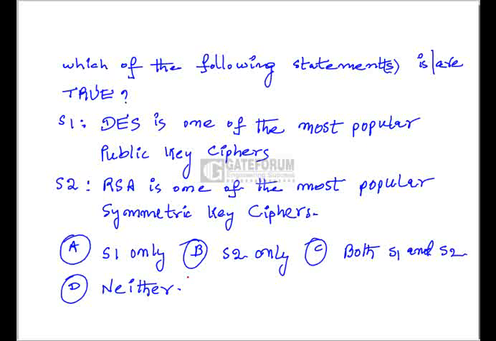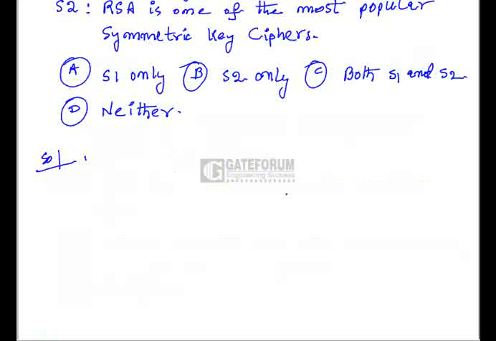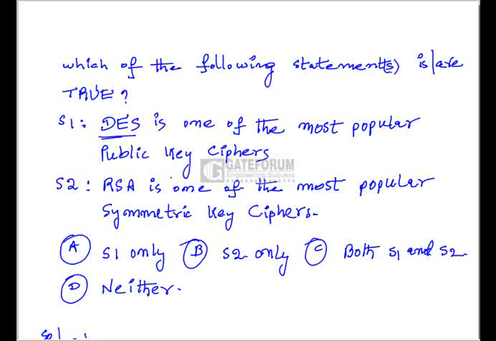Which of the following statements is true? Two statements, we need to find out the true statements here. S1: DES is one of the most popular public key ciphers. S2: RSA is one of the most popular symmetric key ciphers. Actually, DES means Data Encryption Standard. It is a symmetric key algorithm, the most popular symmetric algorithm, but it is given as public key. Public key is asymmetric.